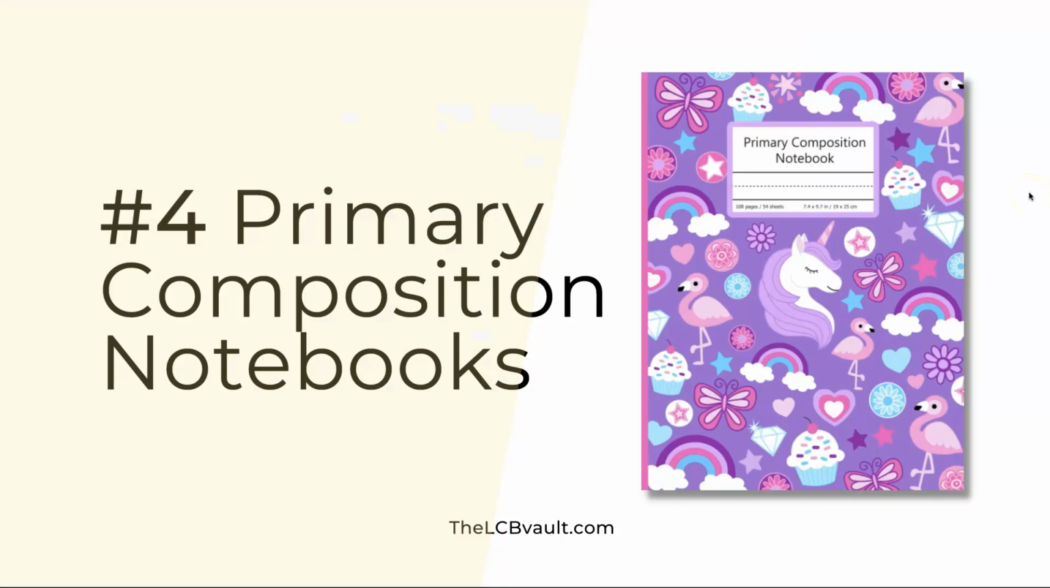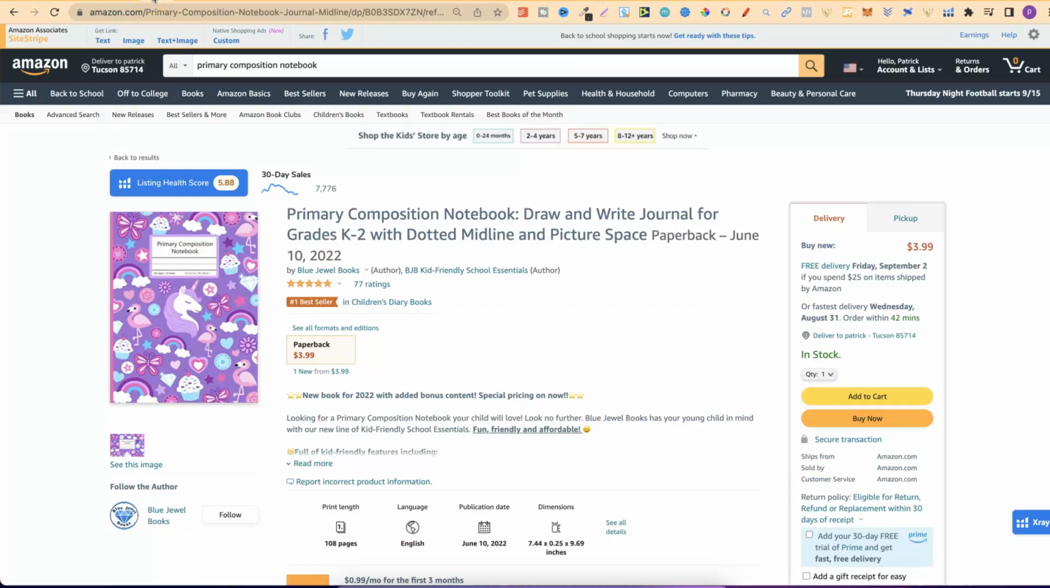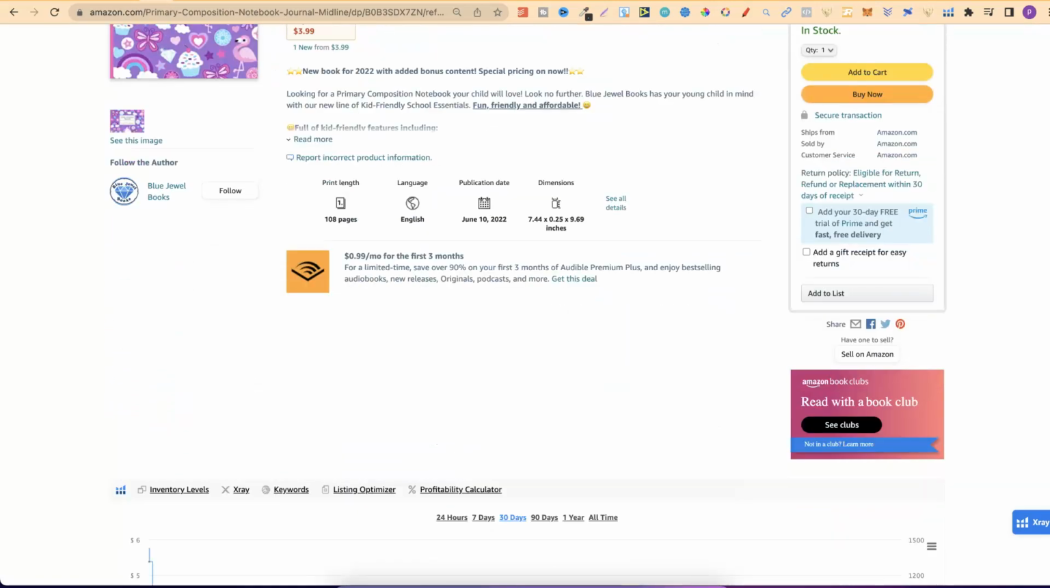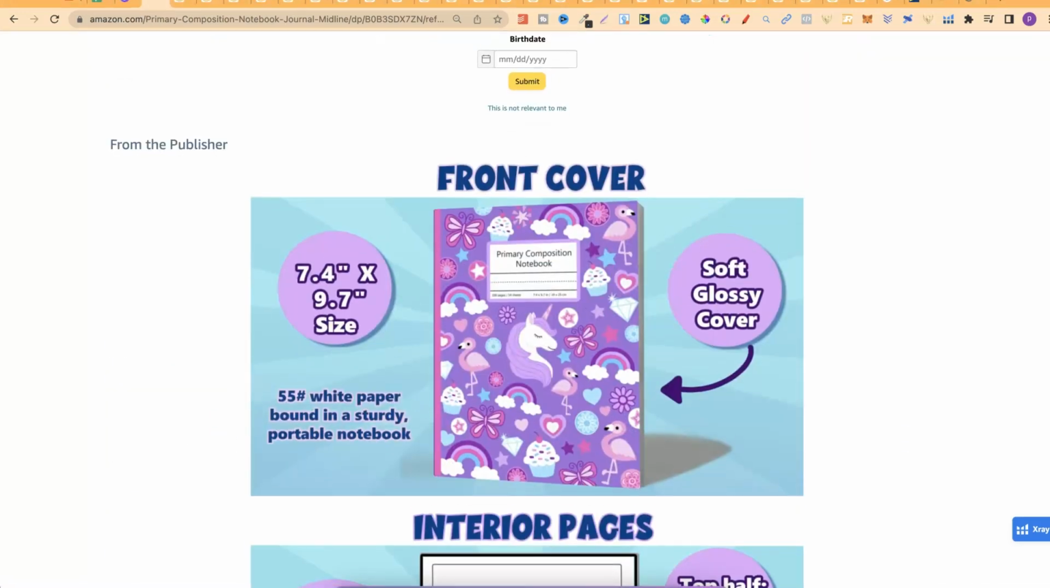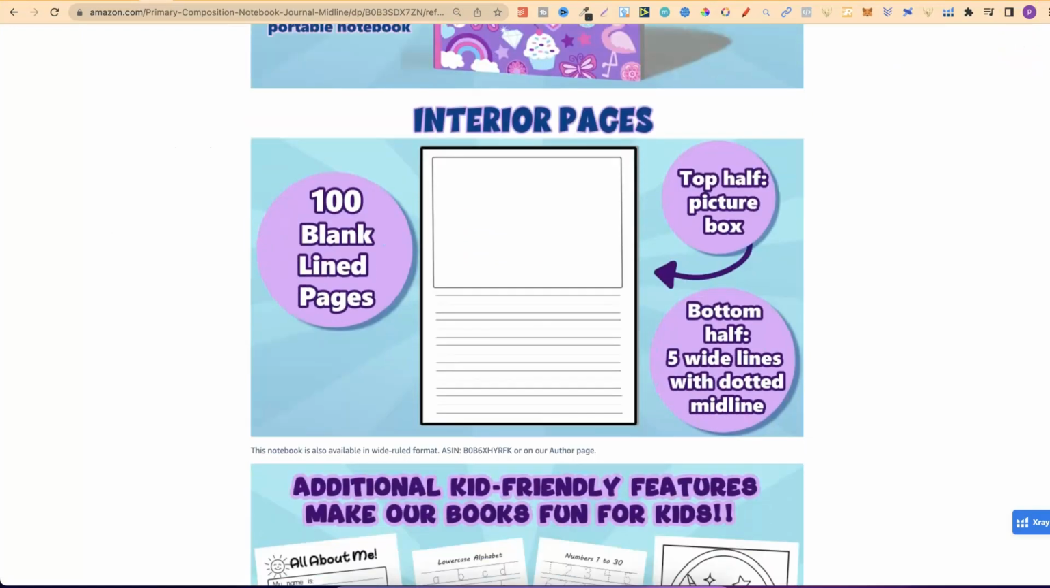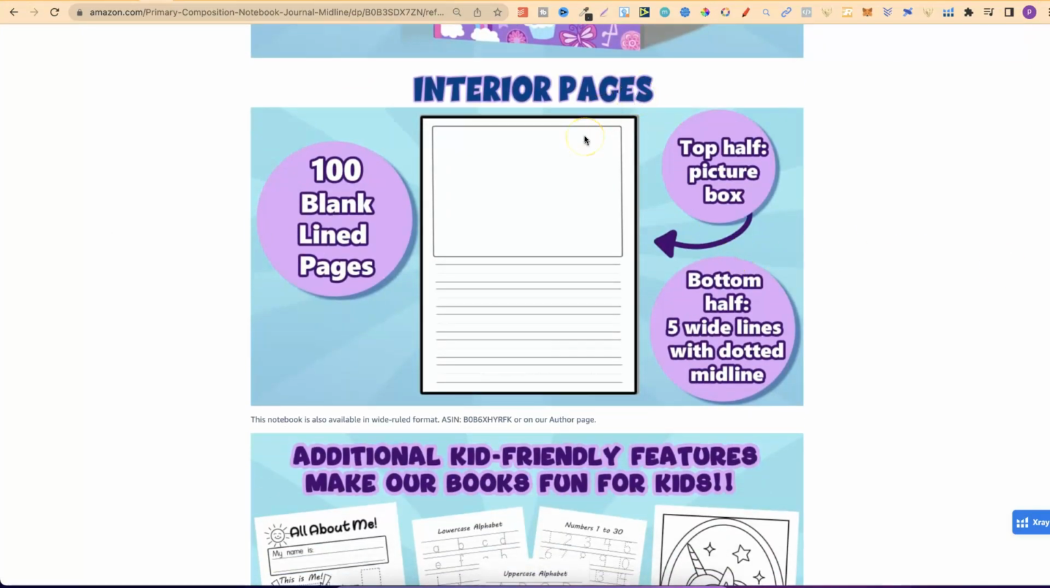Book number 4, and that's primary composition notebooks. So when it comes to primary composition notebooks and your standard composition notebooks, they're completely different. Now, a standard composition notebook, ideally, is for older children, whereas a primary composition notebook is for younger children, and there's usually a space for drawing. So if we scroll down to here, we can see on the interior pages, on the inside, there's normally a place for drawing and a place to practice writing. So that's book number 4, and that's primary composition notebooks.